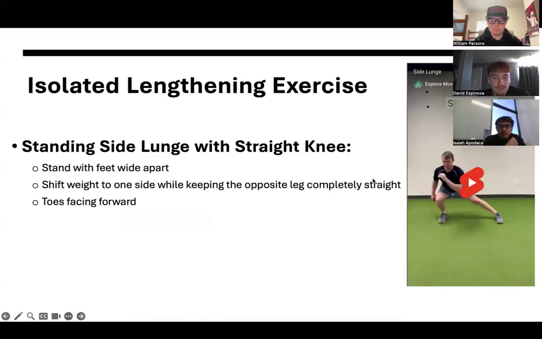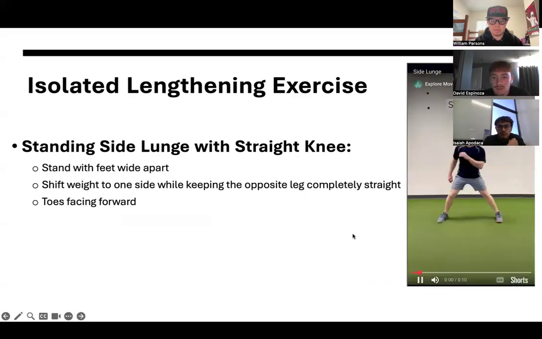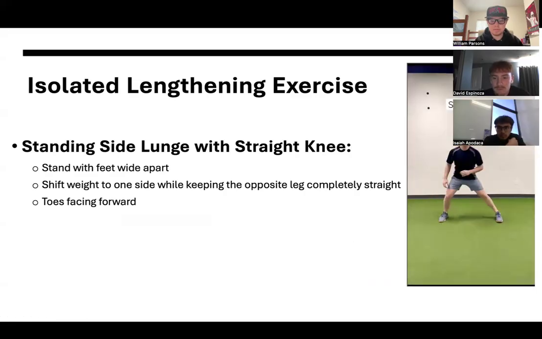Next slide. All right, isolated lengthening exercise. The one that I chose was a standing side lunge with the straight knee. You would stand with your feet wide apart, shift weight to one side while keeping the opposite leg completely straight, and the toes facing forward. If you could press play on that video, it might show it a little bit. Very simple, but it'll help the gracilis. All right, you can go to the next slide.